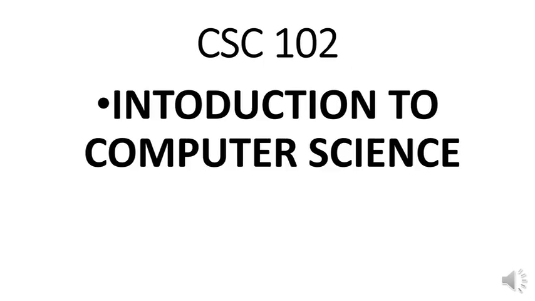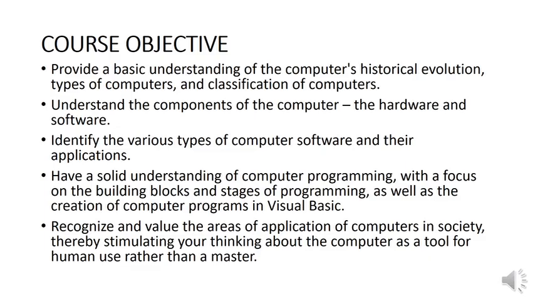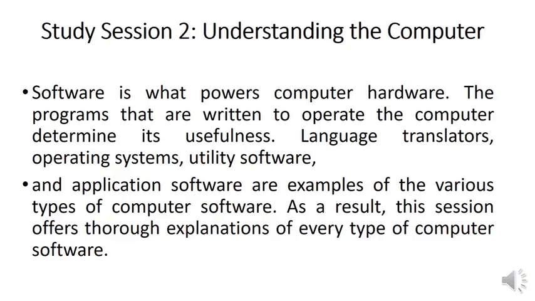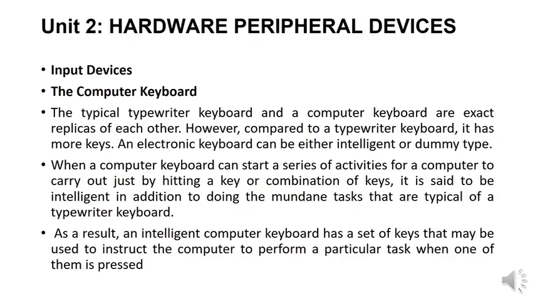But in this particular episode, it's CSC 102 Introduction to Computing. The section we have is course unit 2. The course objectives still remain the same. It is expected that at the end of this, you should be able to identify all the computer peripherals, and that software is what powers the computer. Then let's go to the business of the day.